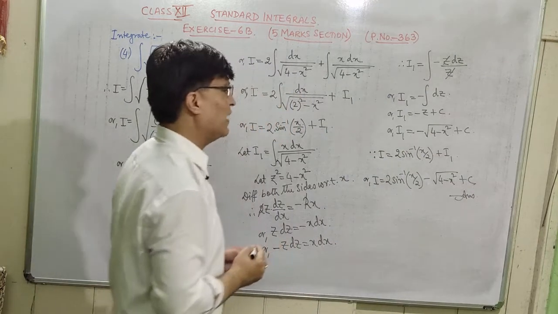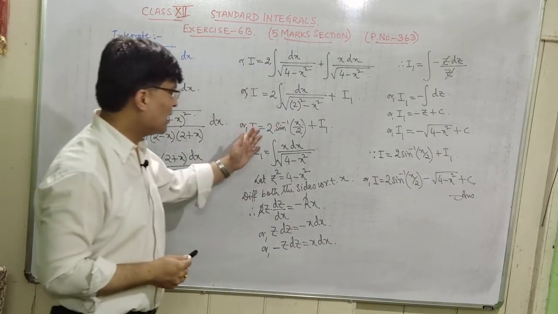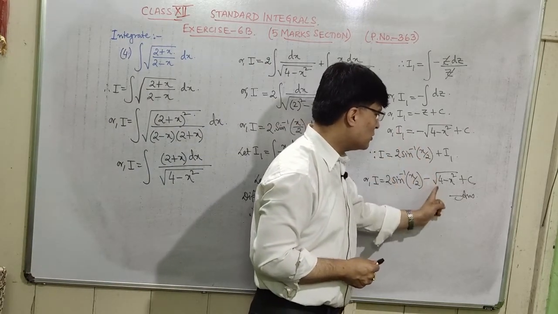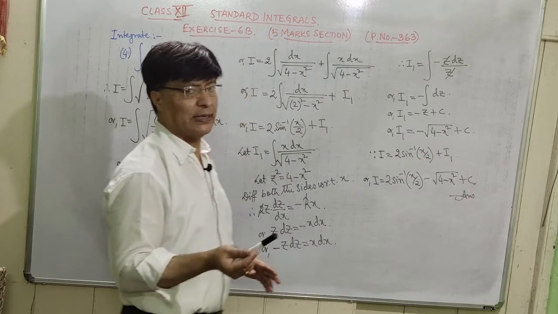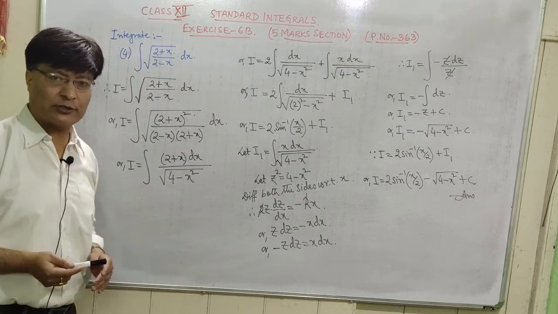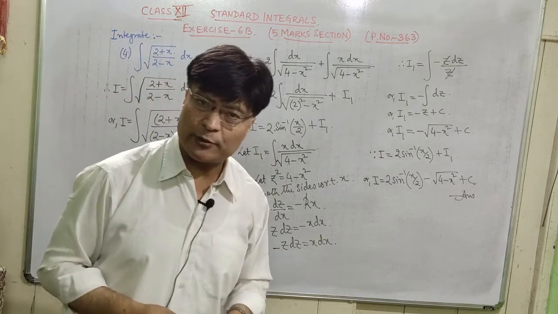So this is the final answer. What is the value for I in this case? It is 2 sine inverse x by 2, plus into minus is minus, what is I1 here? Root over 4 minus x square, then plus c. So this is the final answer. I think you have understood it. So you can copy it. So this much is for today.